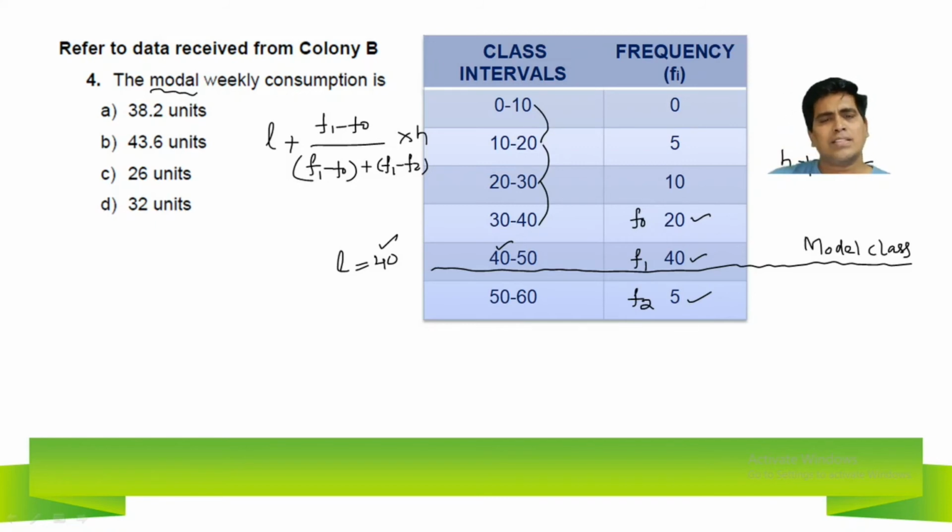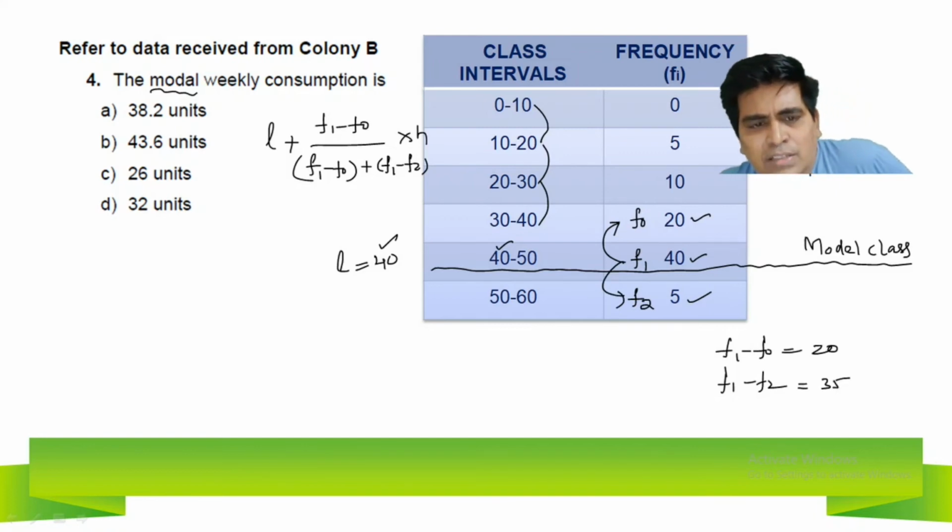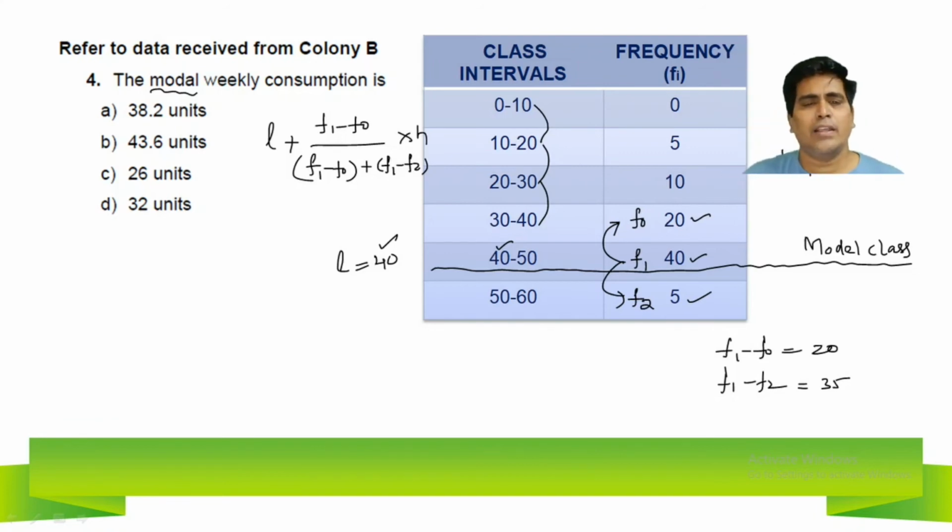So before you substitute here, find out how much f1 minus f0 is. What is the difference between these two? That is 20. What about the difference f1 minus f2? What is the difference between these two? That is nothing but 35. So find out this, because in the formula we can use it directly.